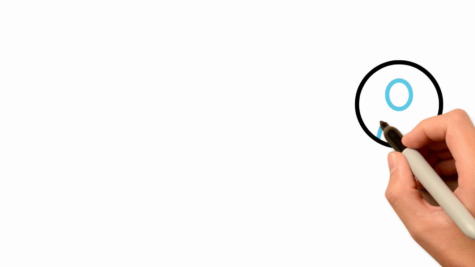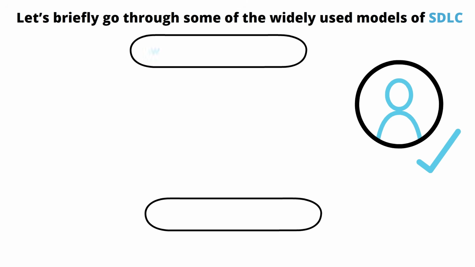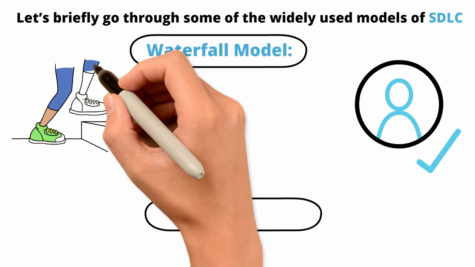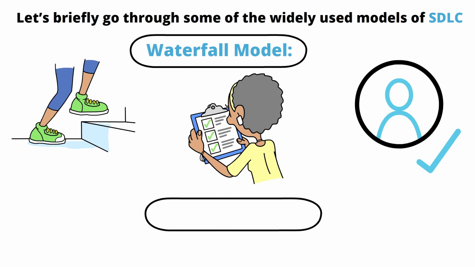Now we can implement SDLC in various models. Let's briefly go through some of the widely used models of SDLC. The Waterfall model. This model is simple. We complete one phase and then move on to the next phase. In this model, no phase is skipped.